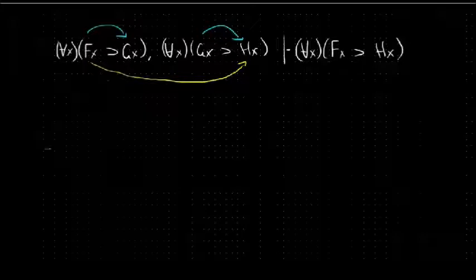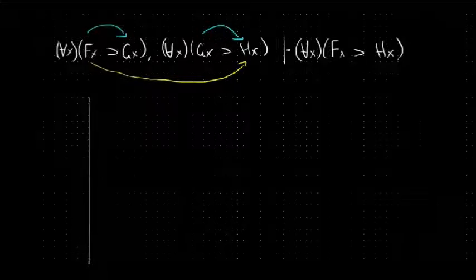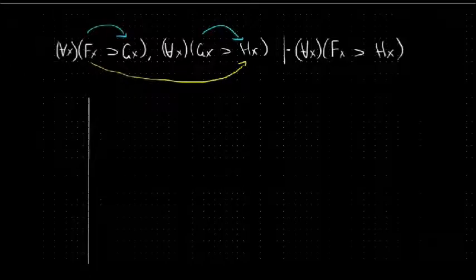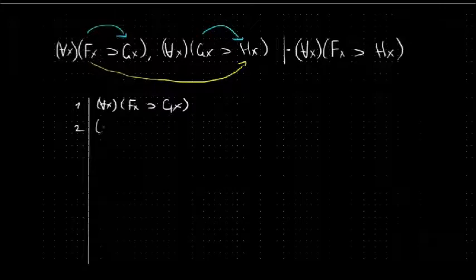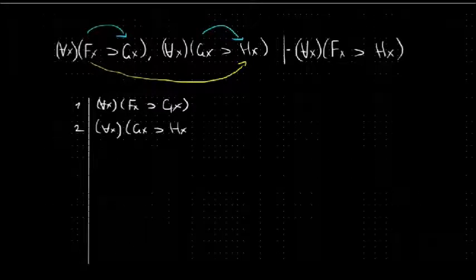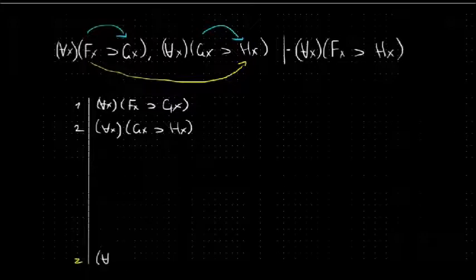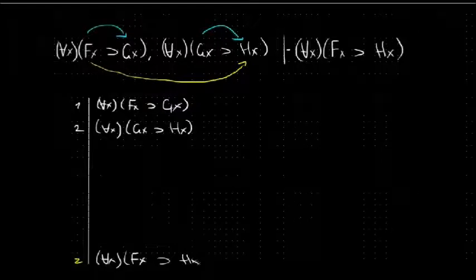So let's see how we would do that in a proof. So here's our scope bar. And I know that every x is such that if fx then gx, and I also know every x is such that if gx then hx. And I want to get down, let's put a little z here, I need to get down to every x is such that if it has property f, then it has property h.